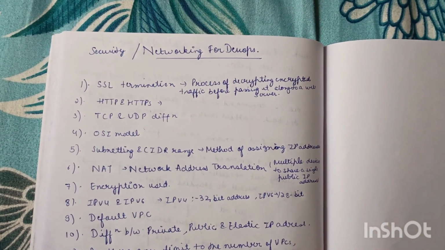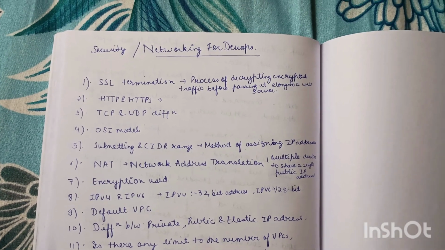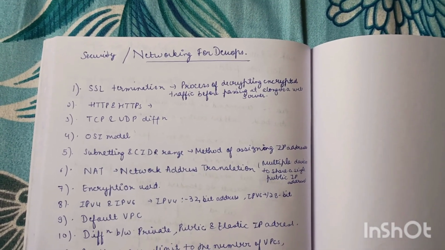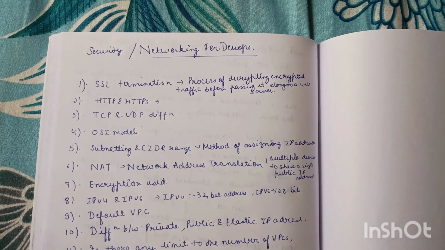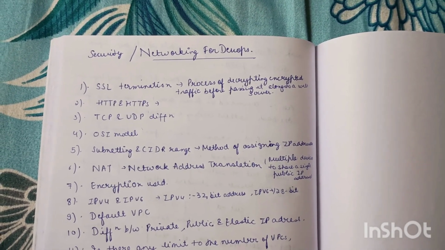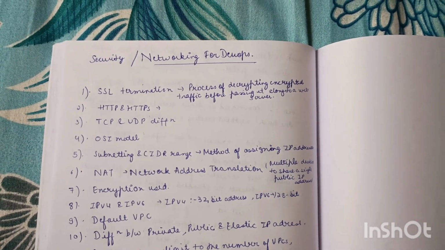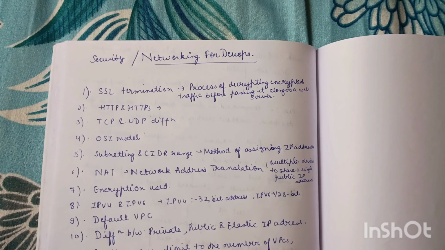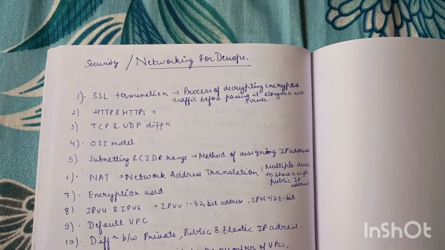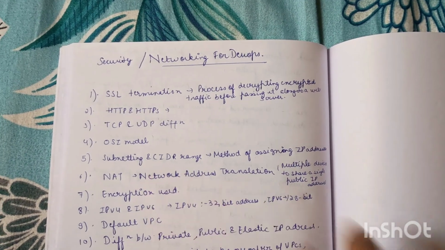So what is the TCP and UDP difference? Both are data transmission protocols, but when the data is transmitted using TCP, a connection is established and data is transmitted safely and securely. In UDP, a connection is not established, so it is not that secure and reliable.